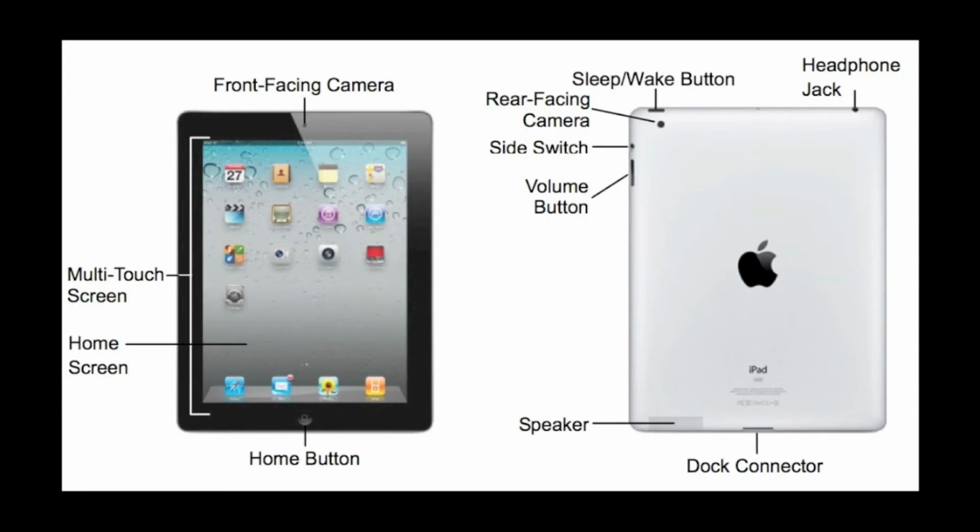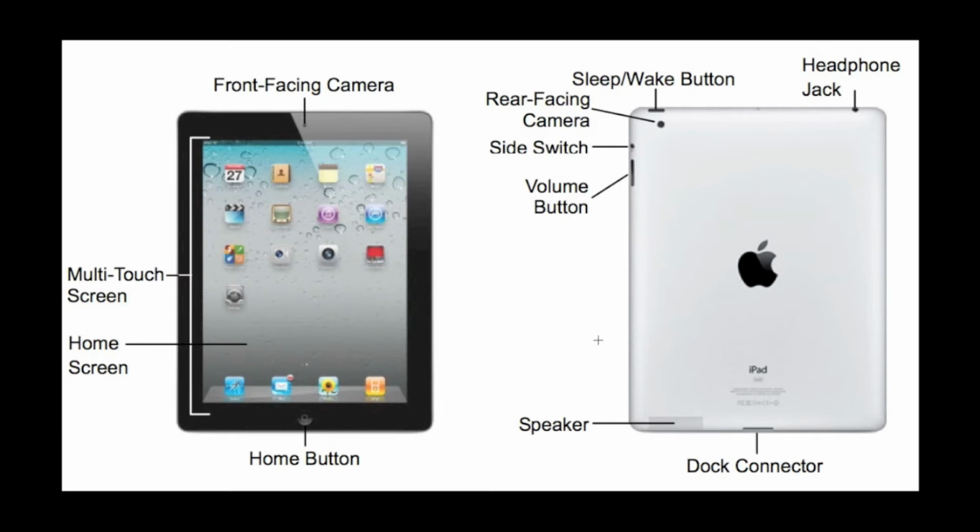I'm going to talk about the basics of the iPad, but first let's take a look at the device itself. If you hold the iPad facing you, the one button on the front is called the home button. You can click that button to turn it on, or you can click that button to bring it back to the home screen, which is your first page of apps. On the top of the front is the front-facing camera. It's a lower quality camera than the one on the back.